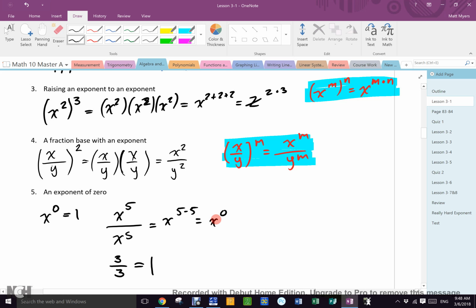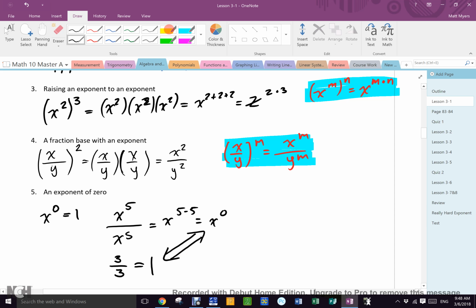So x to the 5th over x to the 5th, it's the same thing, yes? So it equals x to the 0. But if the same thing on top and same thing on the bottom equals 1, then x to the 0 must also equal 1. Does everybody understand? That is why it works.